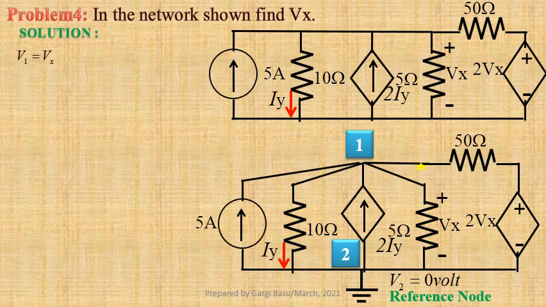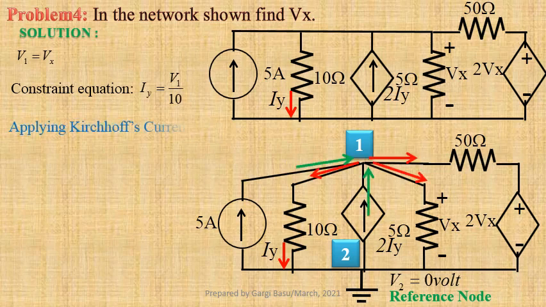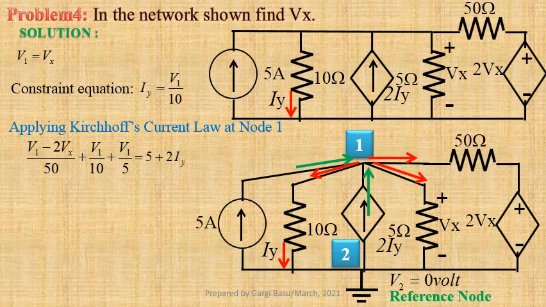Now we shall write our constraint equation Iy equals V1 by 10. Applying Kirchhoff's current law at node 1, we get (V1 minus 2Vx) divided by 50 plus V1 by 10 plus V1 by 5 equals 5 plus 2 Iy. Using expression of Iy, we get 5 plus V1 by 5.